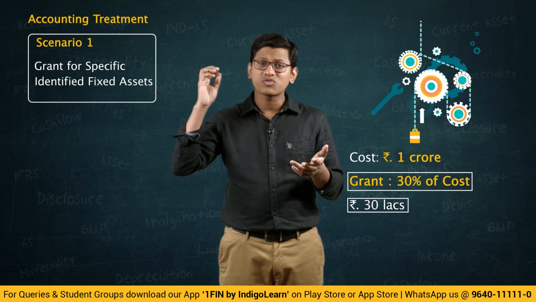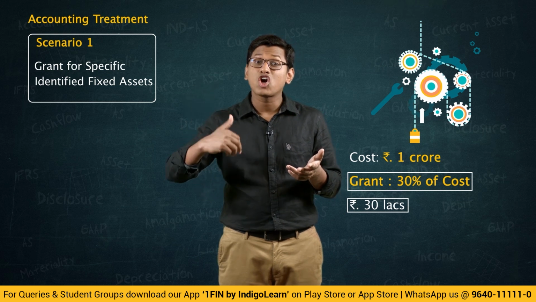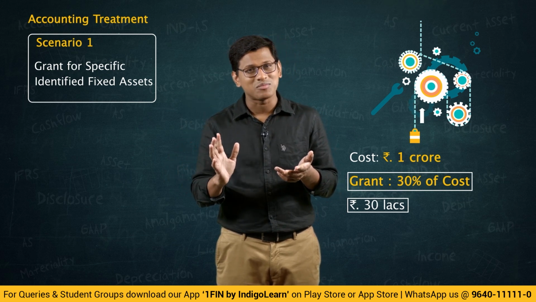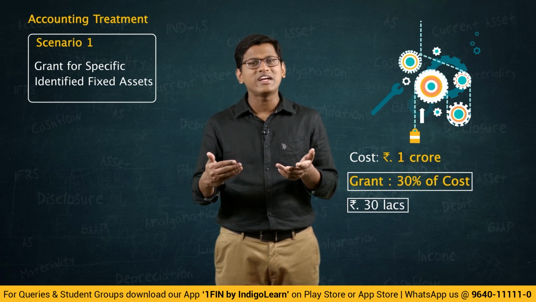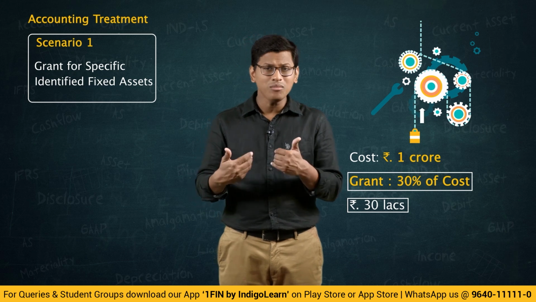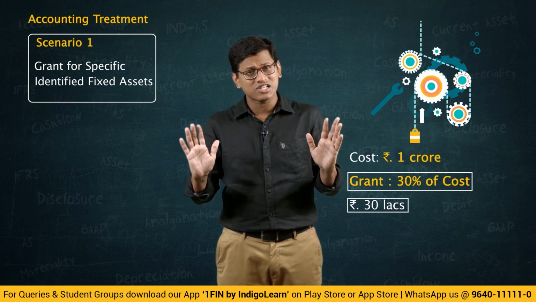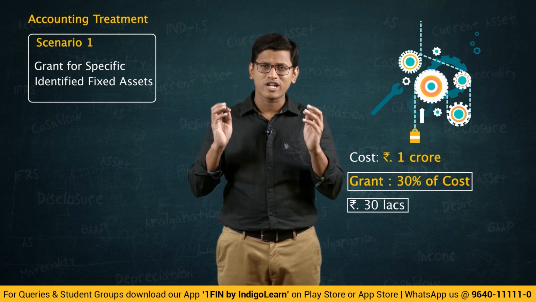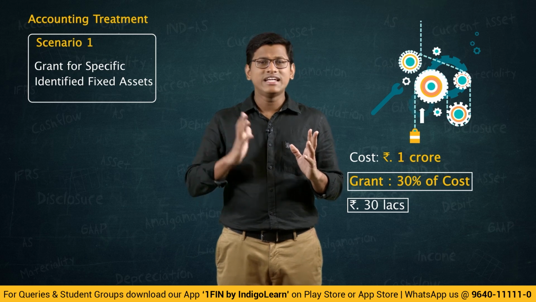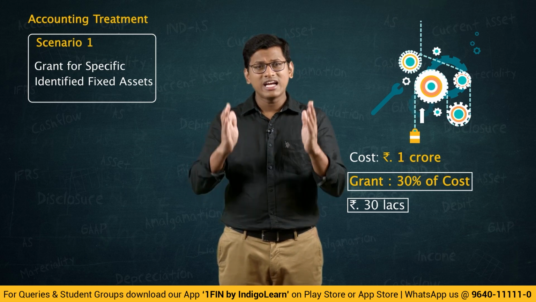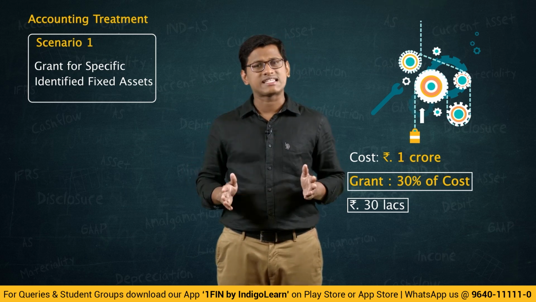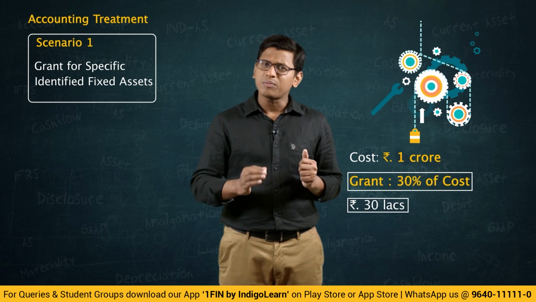Now 30 lakhs of sanction has come. Whether or not the amount has come, the sanction has come. So accrual concept: you are not really waiting for the amount to come. The amount could have come, or maybe it has not come yet, only the sanction has come. Still, we want to talk about recognition of that particular government grant. It is for a specific depreciable fixed asset. Now what is the treatment for it?